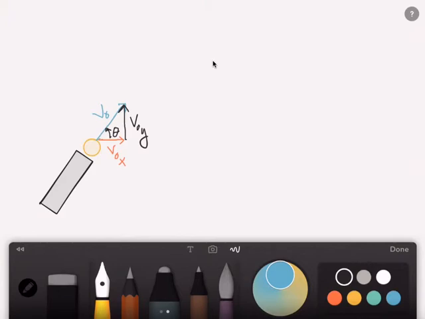Remember, sine of the angle under consideration, this is theta, is equal to the opposite side over the hypotenuse. You guys remember that? Opposite over the hypotenuse. What is your opposite side? The opposite side is the initial velocity in the y direction. What is the hypotenuse? The hypotenuse is just your initial velocity.